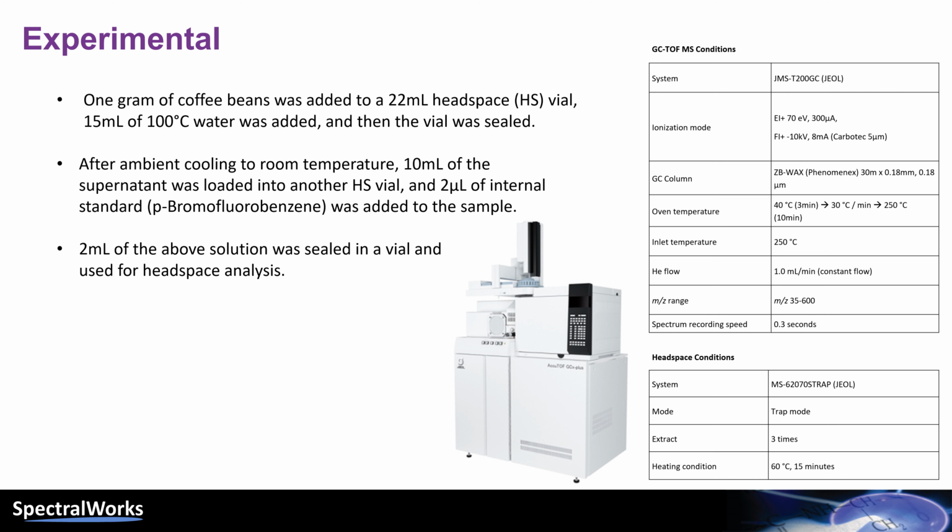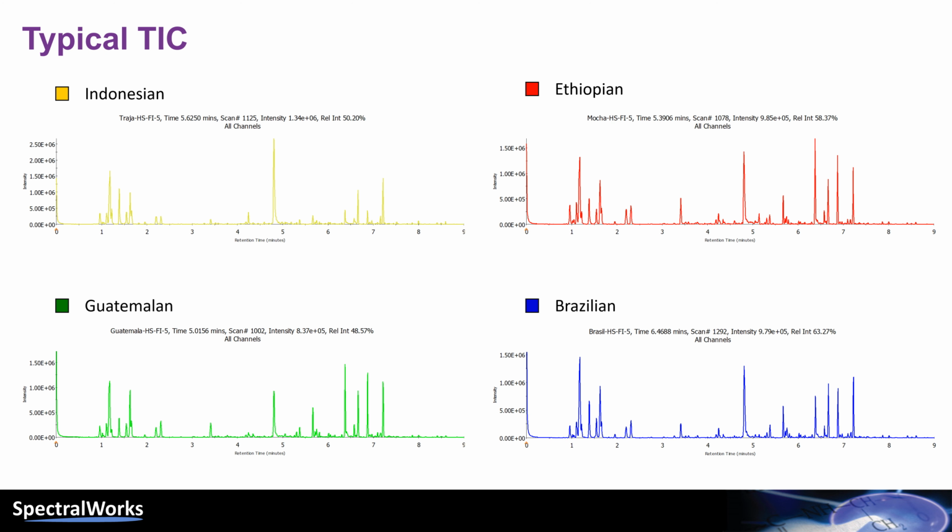The analysis conditions are shown here. The key points are that it was a headspace analysis on GC time-of-flight mass spectrometry running in EI mode using a 30-meter wax LC column. Typical total line chromatograms for each of the 4 coffee beans are shown.